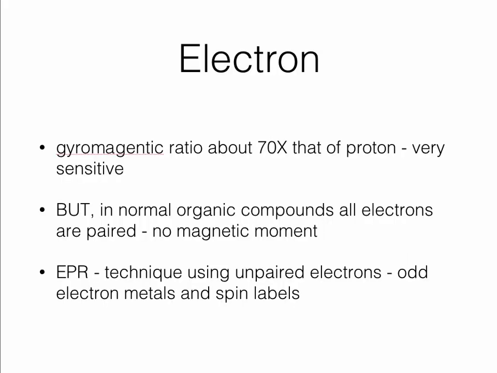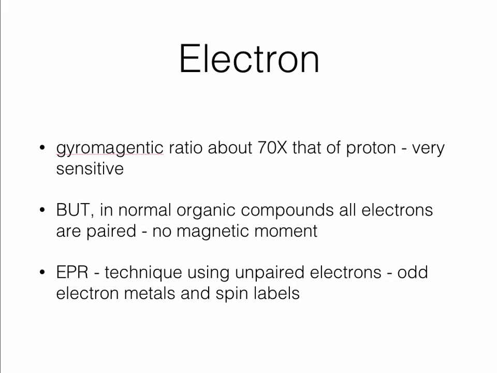So what happens as we look at spectra? Well, let's go back to electron for a second and see where that would stand on that same chart. The gyromagnetic ratio is about 70 times that of proton. It's incredibly sensitive to do electron magnetic resonance, but that's not generally much good in normal organic compounds because all the electrons are paired, so there's no magnetic moment.